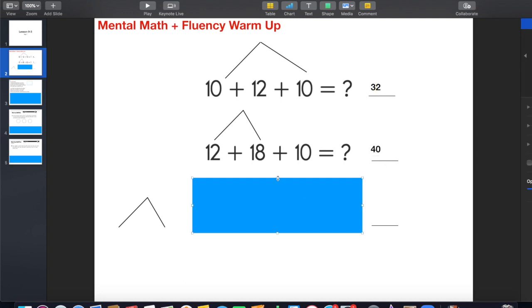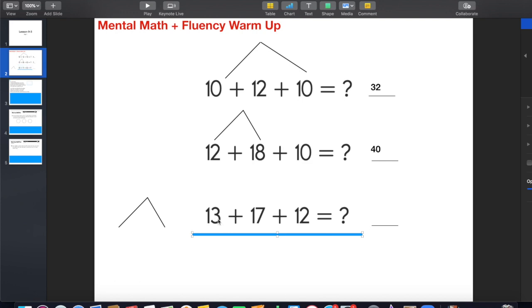Okay, let's try another one. 13 plus 17 plus 12. What are two friendly numbers that you might group together? And think about different ways you can make tens using the numbers in the ones place. Well, I know that 13 and 12, I can add them together. I know the 2 and the 3 make 5, but then that doesn't make it easy to add 17. So I'm not going to group them together.